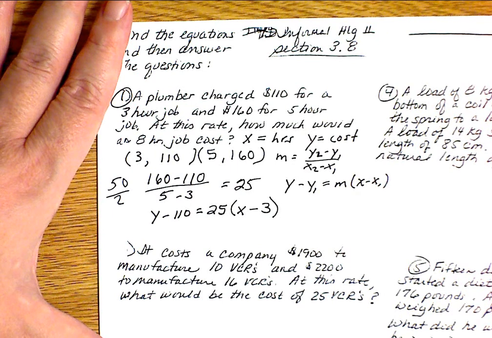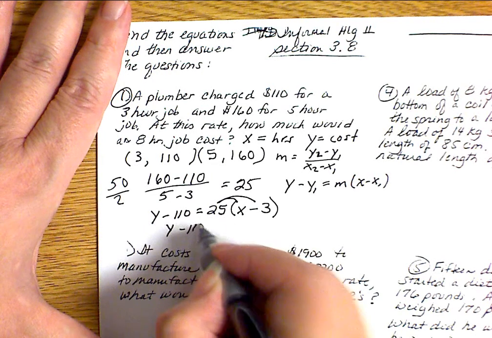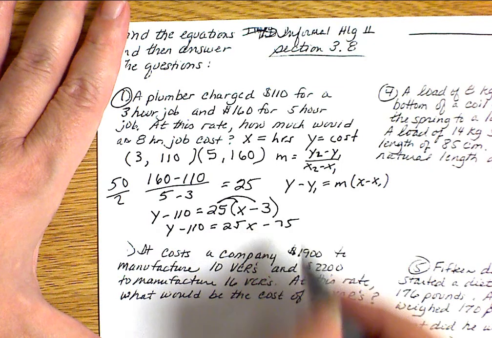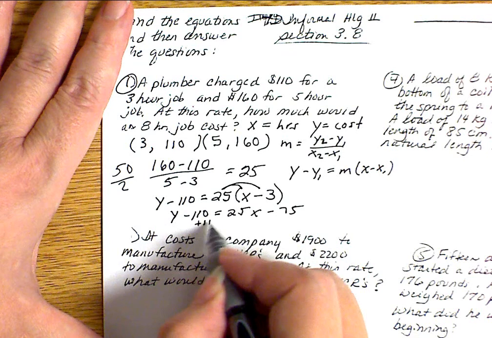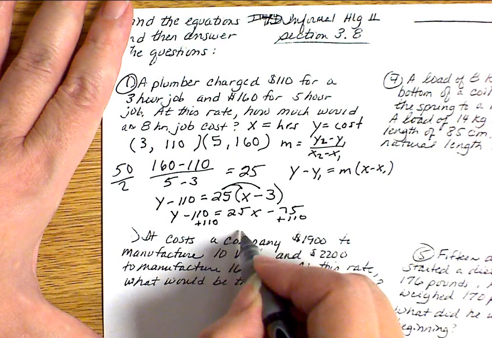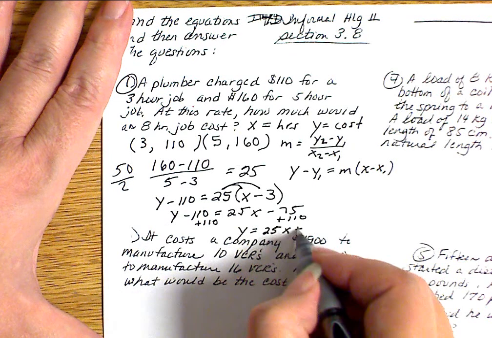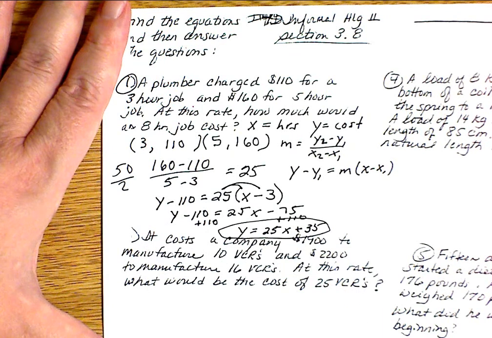And Lucas, what am I going to do next? Yep, so I'm going to distribute that. So I have y minus 110 is equal to 25x minus 75. And then I'm going to add 110 to both sides. So y is equal to 25x plus 35.